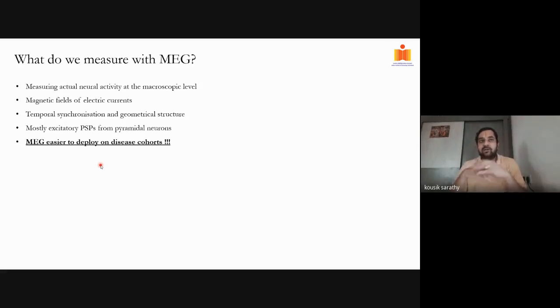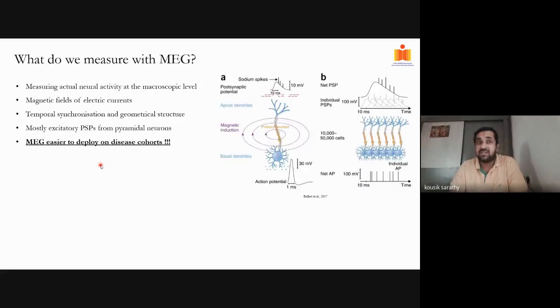The other aspect of it is the temporal synchronization. Several hundreds or thousands of neurons fire simultaneously, which leads to a battery of charges which can also accumulate. So both the temporal synchronization and the geometrical structure lead to big enough potentials that we can measure from the cortical area. And MEG is also easy to deploy on disease cohorts. I will come to it slightly later.